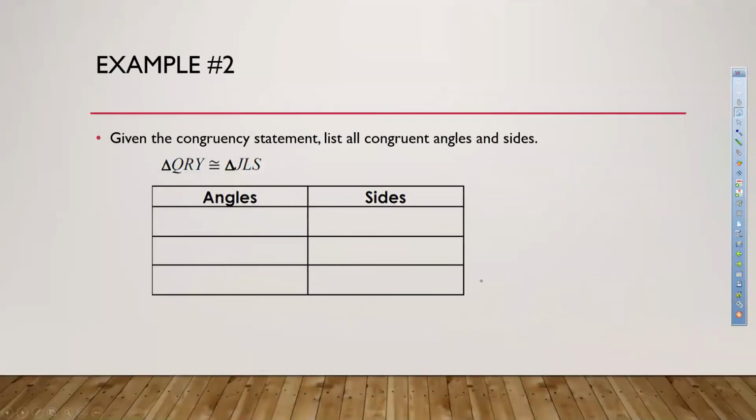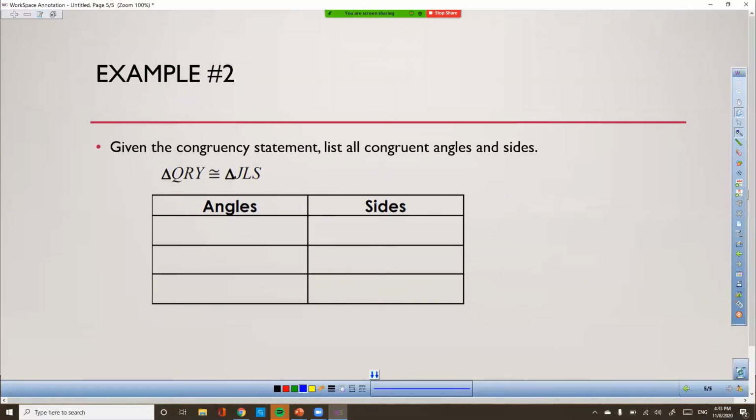Let's go ahead and try out a second example here. So they're giving me the congruency statement, triangle QRY is congruent to triangle JLS, and they want me to list all my congruent angles and all my congruent sides. Again, for the angles, you look at the first letter first. Angle Q is going to be congruent to angle J. Second one here, angle R is going to be congruent to angle L. And the third angle, angle Y, is going to be congruent to angle S.